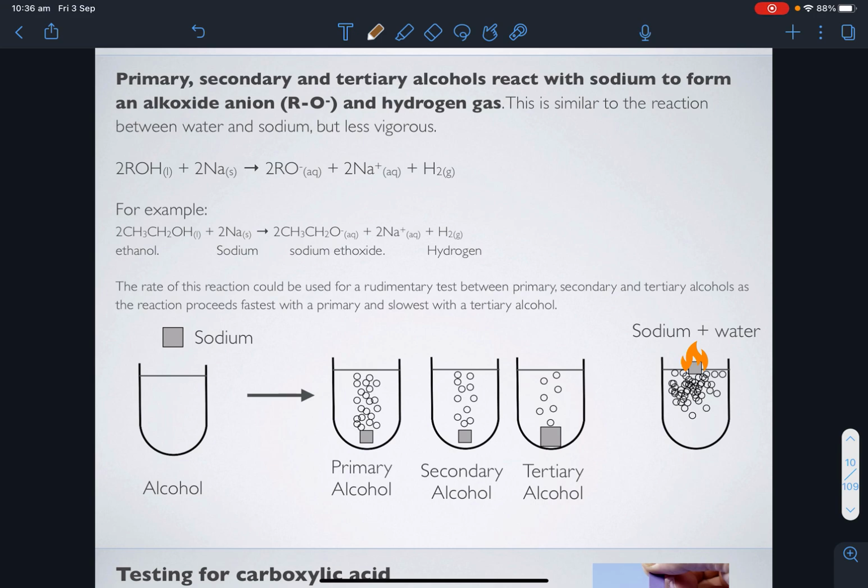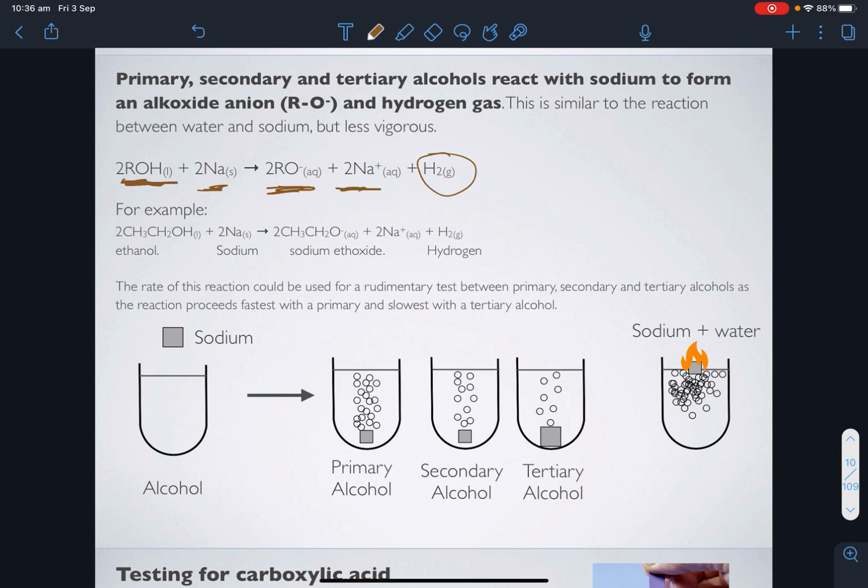Also, here's a new one that we didn't talk about before. Primary, secondary, and tertiary alcohols react with sodium metal to form an alkoxide anion and hydrogen gas. It's a very similar reaction to the one between water and sodium, but it's less vigorous. So here we've got an alcohol, with our R group and the alcohol on the end, and we're adding sodium metal. It turns into an ion, losing the H, and the sodium becomes oxidized, and you get hydrogen gas coming off.